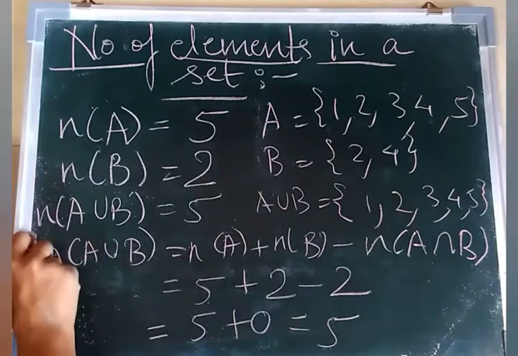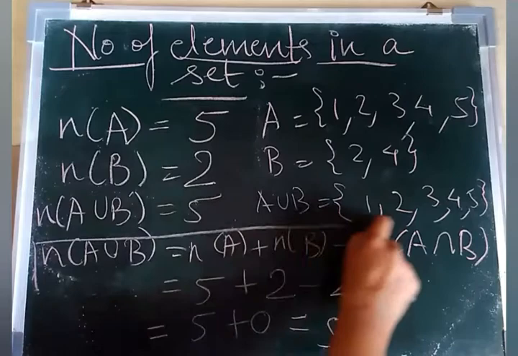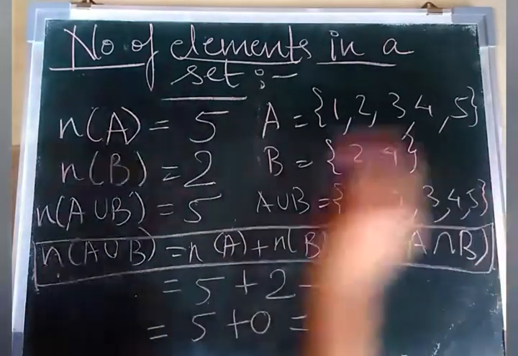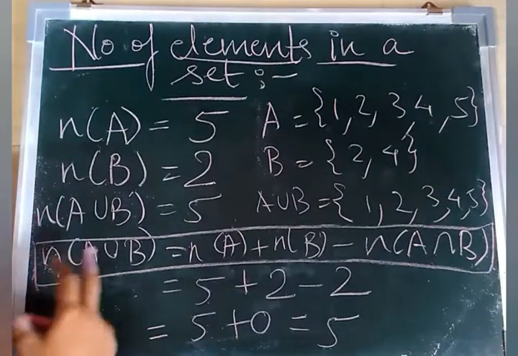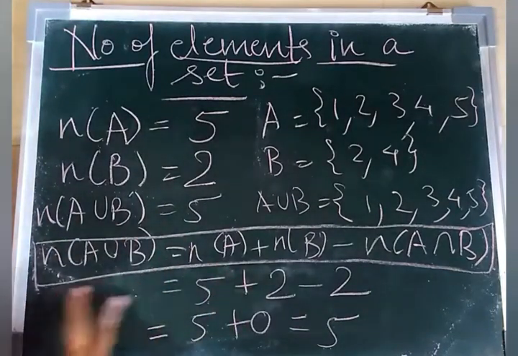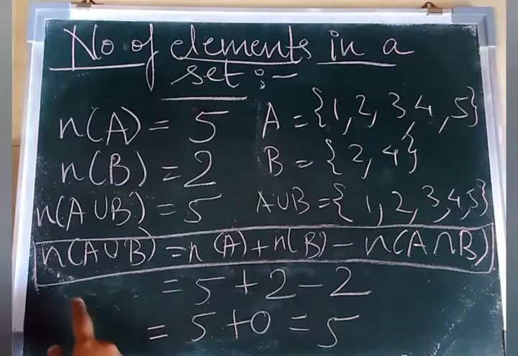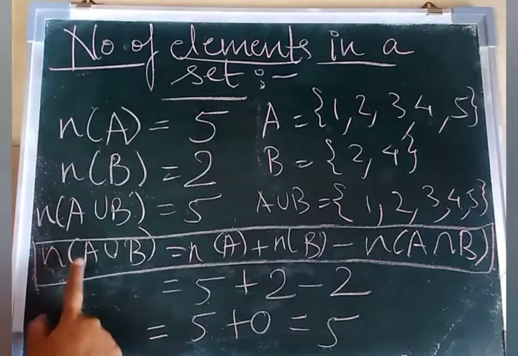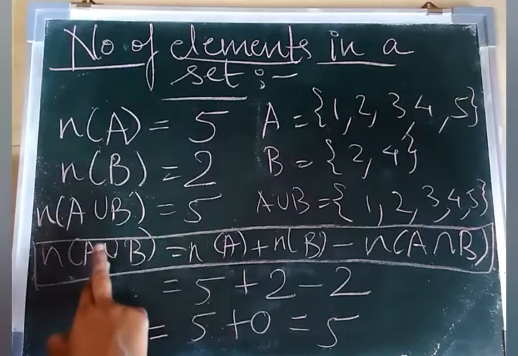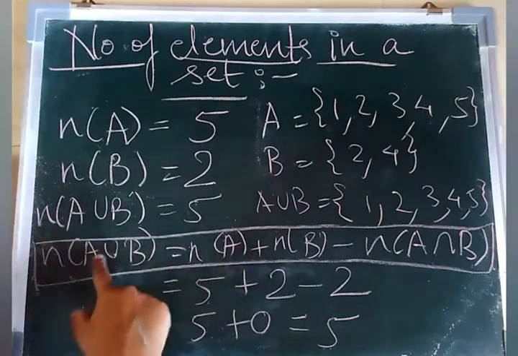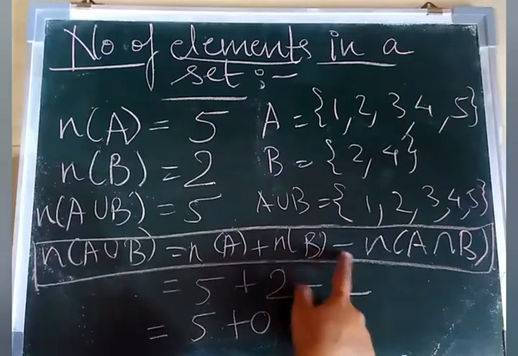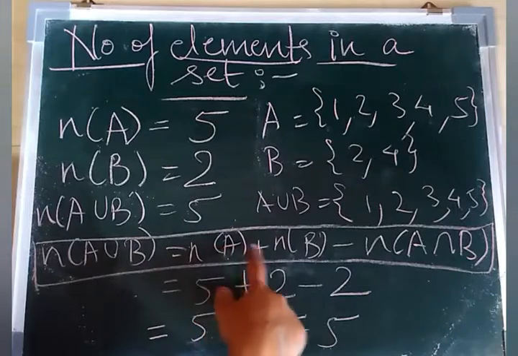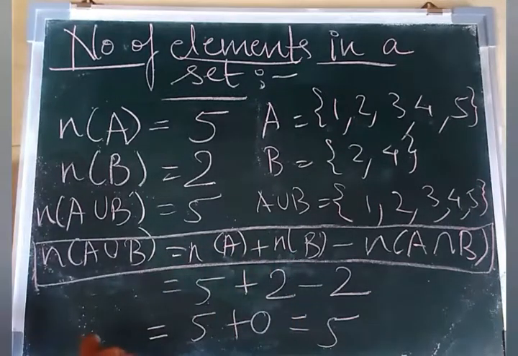So this is a formula. This is a very important formula actually. Even in further studies, we will use this particular formula in many places. So this is a very important formula. N of A union B, that is the number of elements in the union of two sets, is the same as the number of elements in one set plus the number of elements in the other set minus the number of elements in the intersection of those two sets.